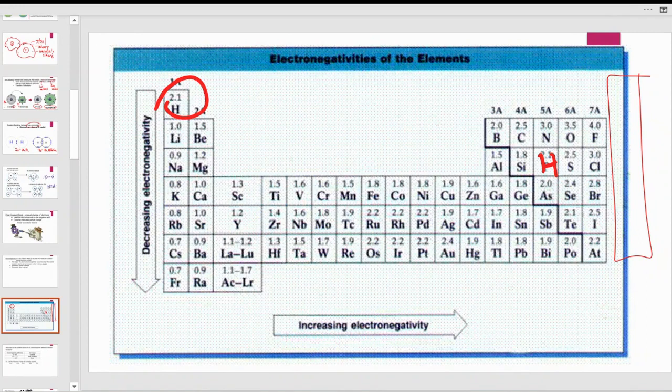But weird ranking scale, it's a 0 to 4 scale. All right, 4 being the strongest, and fluorine is the strongest. And then you have a bunch of other weaker elements.